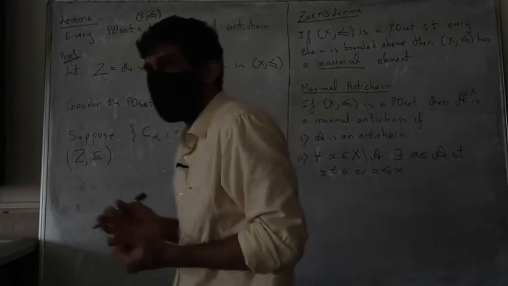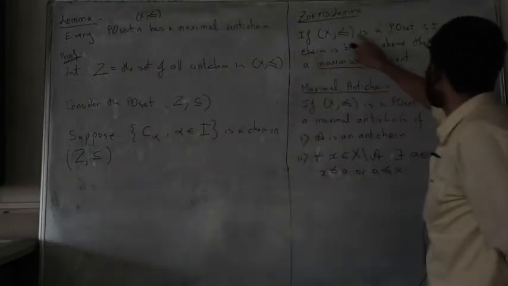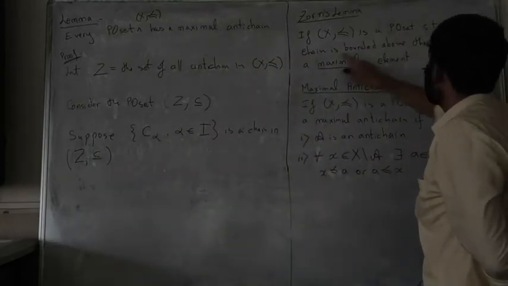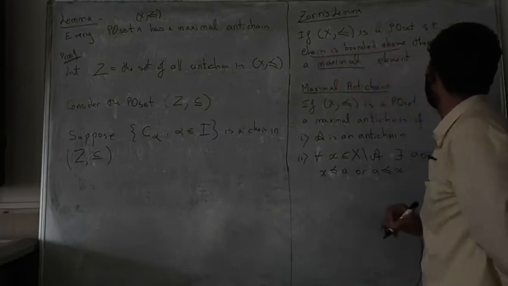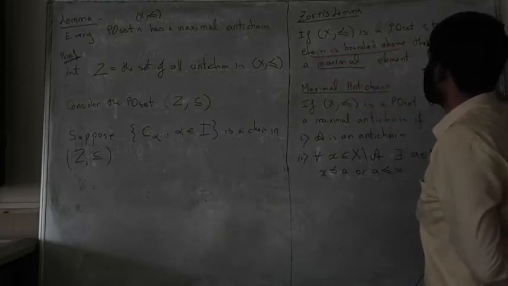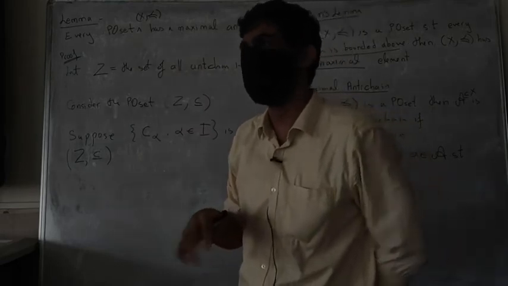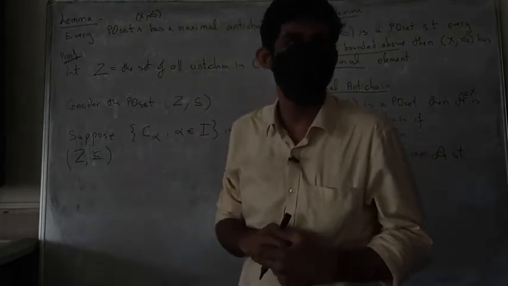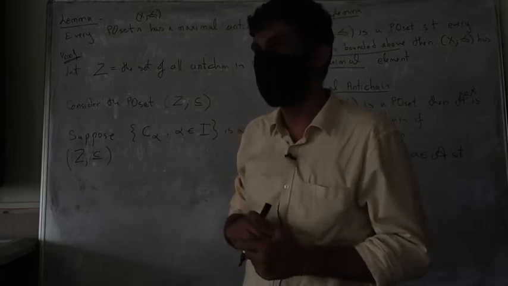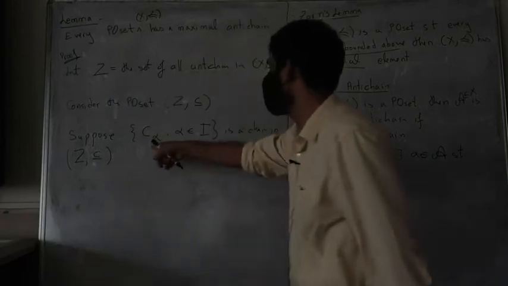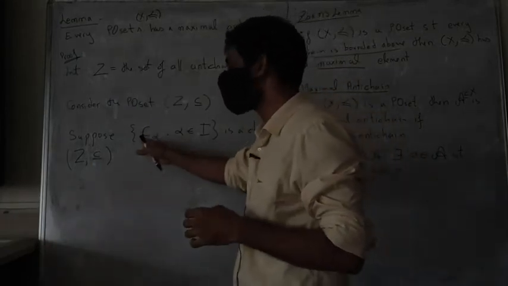So what do I need to do? See, as Zorn's lemma tells us, a poset such that every chain is bounded above has a maximal element. So I need to show that every chain is bounded above. What would be the upper bound of this chain? Okay, again, this is generally how all arguments of Zorn's lemma go. The upper bound for the element is generally the union of all of these. Okay, so let us look at the union.